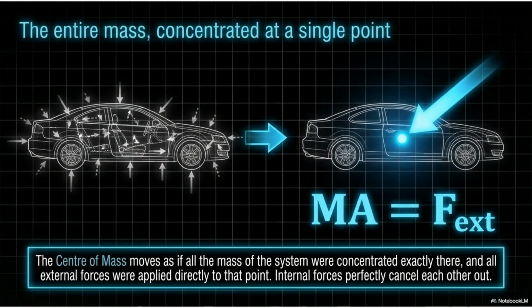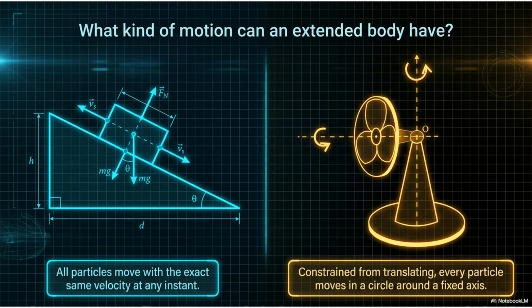The center of mass moves as if all the system's mass were concentrated there, with all external forces applied to that point. In this way, internal forces cancel out, allowing us to use the equation mass times acceleration equals external force. Extended bodies can have different types of motion. In pure translation, all particles move with the same velocity. In pure rotation, particles are constrained from translating and instead move in circles around a fixed axis.